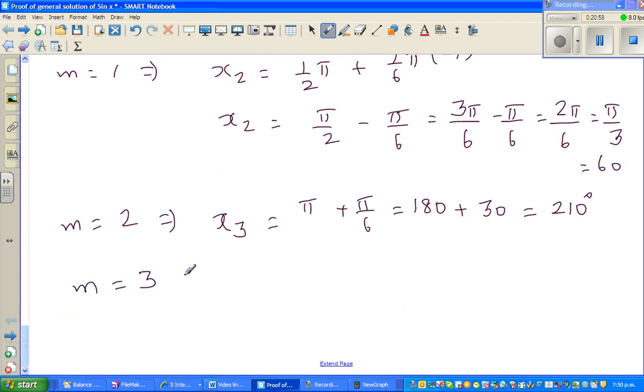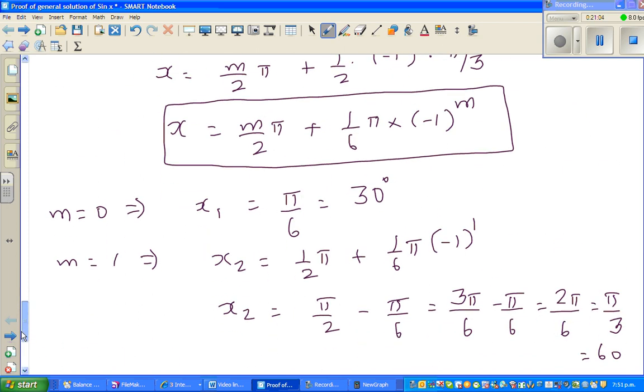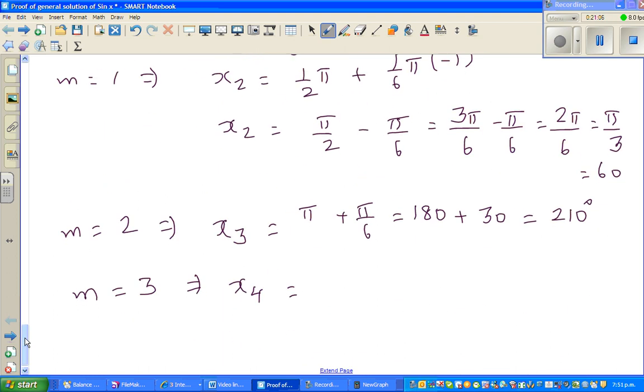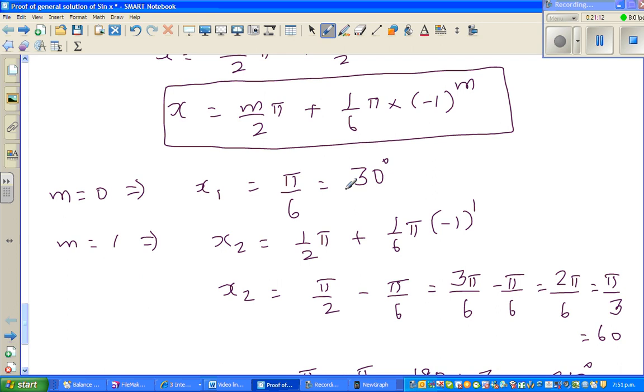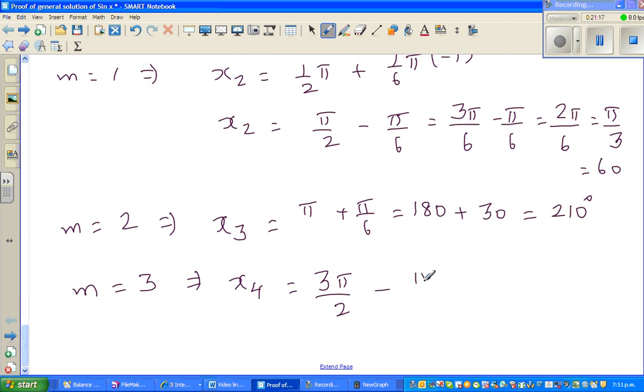And one more, so I think we'll get the answer. When m is 3, this implies x4, you have to put 3 here. So this is 3 pi by 2 minus, because this will make this minus pi by 6. 3 pi by 2, pi is 180, pi by 2 is 90. So 90 times 3 is 270, minus 30 degrees, which is 240 degrees. So we've got 4 solutions.